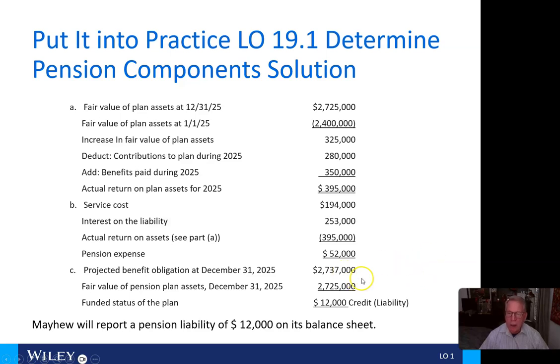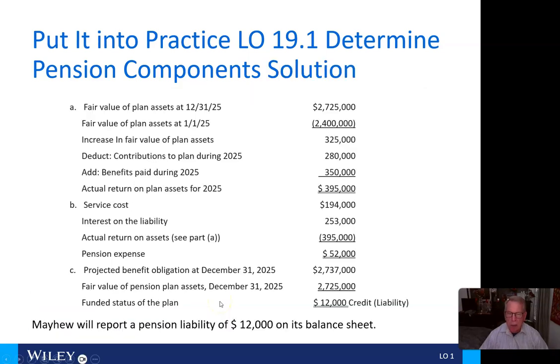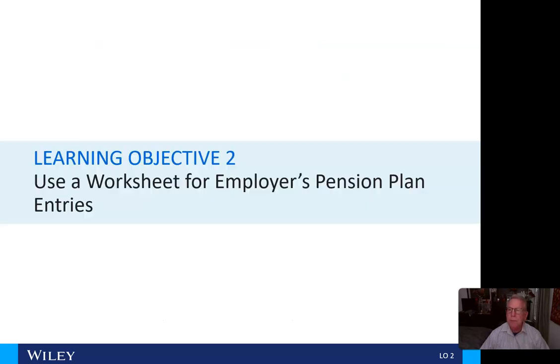Then under Charlie, we'll take a look at the funded status of the pension plan, and we start with the projected benefit obligation. We will back out the fair value of the pension plan assets, and we find that we have an underfunded status of the plan of $12,000. Mayhew, therefore, is going to report a pension liability of $12,000 on its balance sheet.